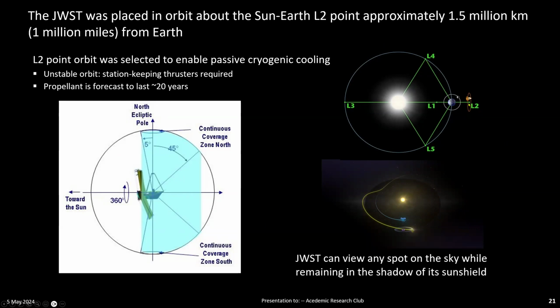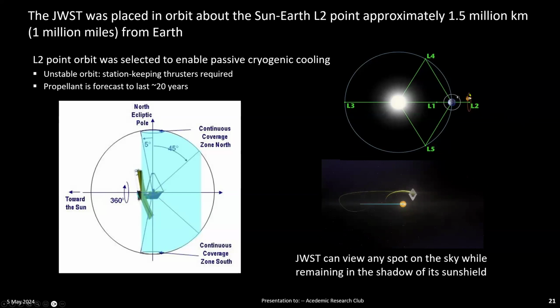Now, we didn't put the Webb exactly at the L2 point. We put it in a small orbit about the L2 point. Why did we do that? We did that to keep the Webb out of the Earth's shadow. We're generating electricity on the Webb with solar arrays. It takes about 2 kilowatts of power to run the Webb. And so we need to keep it out of the Earth's shadow for that reason.